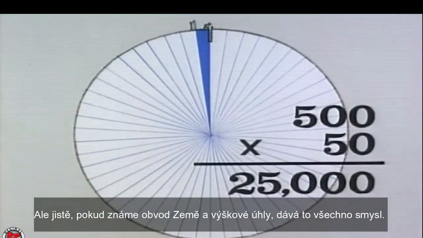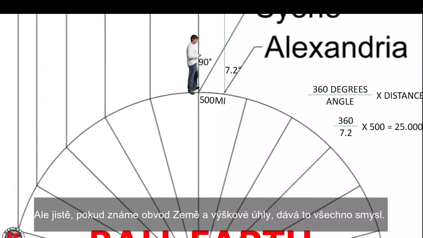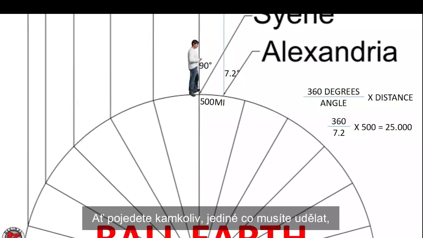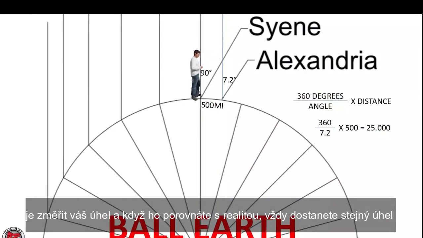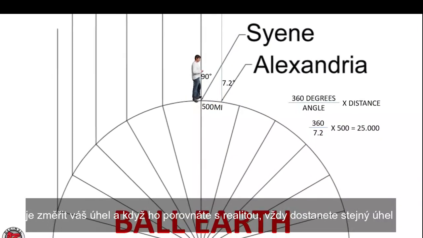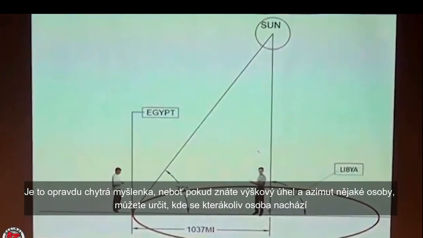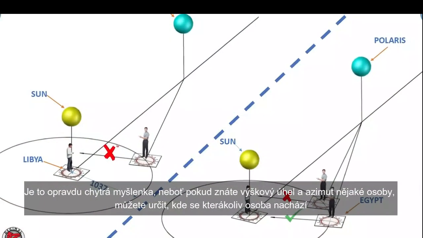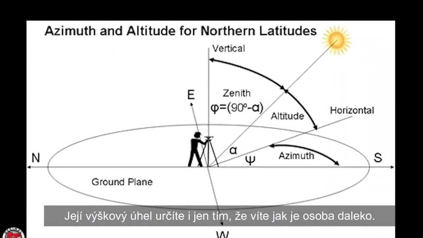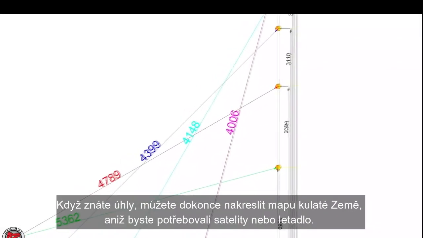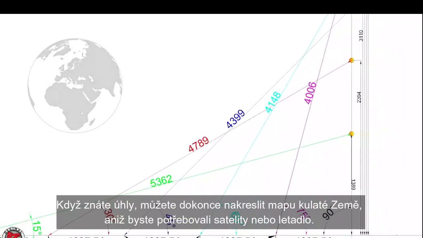So yes, by knowing the circumference, all the elevation angles that we observe will begin to match reality. If you go anywhere in this circle, all you have to do is measure your angle, and if you compare it to real life, you will get exactly the same angle. It's really a cool idea, because you can tell where people are just by knowing their elevation angle and azimuth. You can also know what their angle of elevation is simply by knowing the distance to them. You can even draw the map of the Earth using these angles. And you don't even need a satellite or a plane to do it.